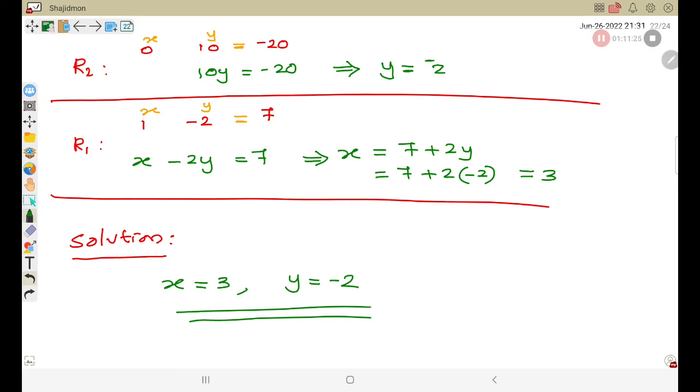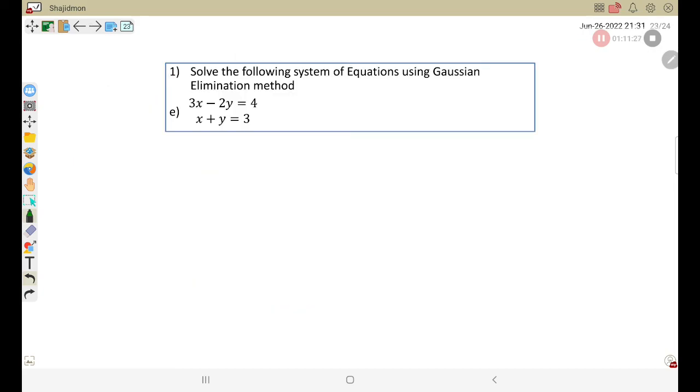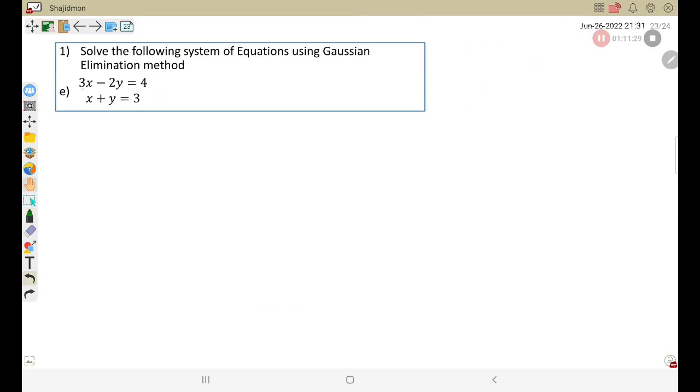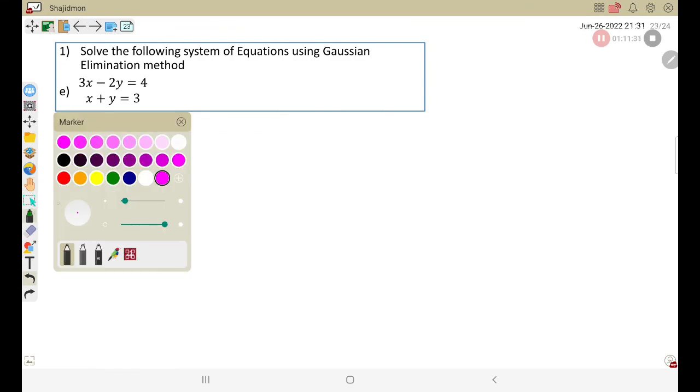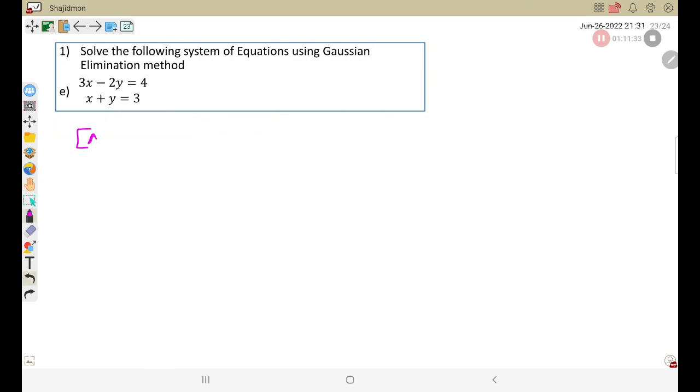I hope you understood the 2 by 2 system. Now one more 2 by 2 example you can do first. For example, this one, matrix A and B equals matrix 3, minus 2, 4, 1, 1 and 3. Okay.